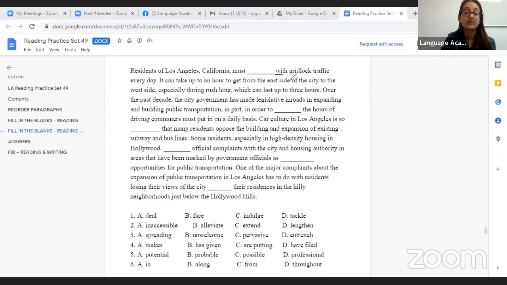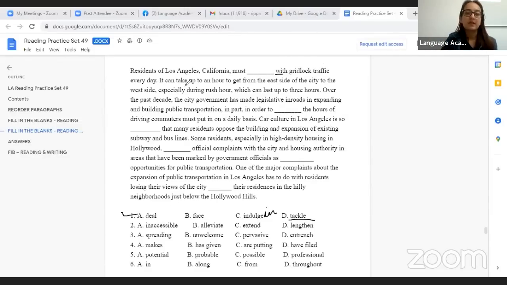So something that goes with. Deal with, face with, indulge with, or tackle with. Indulge comes with indulge in. Face does not come with anything. They face the problem, face the challenges. We don't need any preposition. Even with tackle, we don't need any preposition. How to tackle this situation? Should we tackle the poverty? So we don't need any preposition. But with deal, how are you going to deal with this situation? So with deal, we use the word with, so that is why it is the first answer. They must deal with gridlock traffic every day.